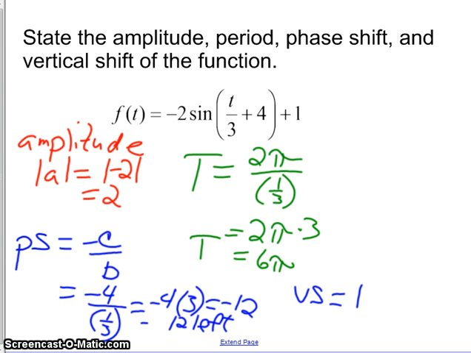Okie dokie. That was notes on section 7.4, phase shift. Do your book work.